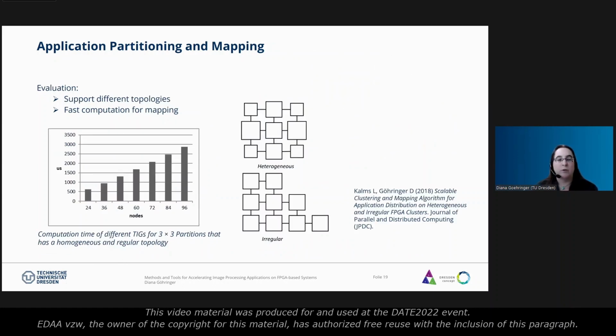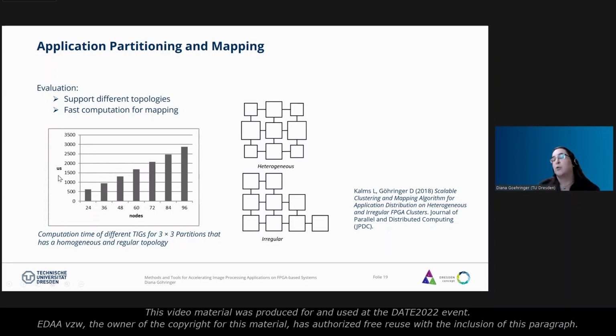Of course, we do not always have a homogeneous system. We said heterogeneous is important. So we could also have something like heterogeneous tiles or partitions, for example, having different resources like digital signal processing resources or BRAMs on the FPGA, or that could also be a cluster with multiple FPGAs, smaller ones and bigger ones. And we could have an irregular structure like this one, for example.